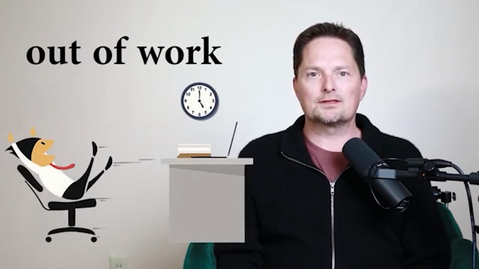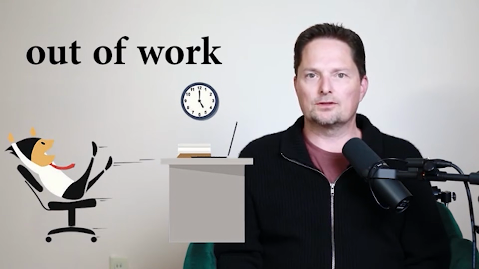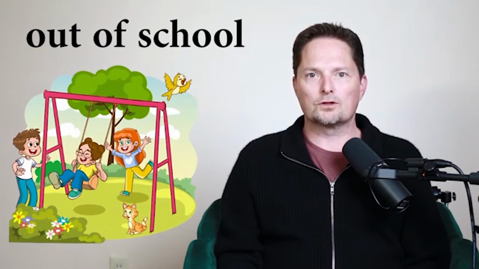First, don't say this. Don't say he's out of work at 5 o'clock. We don't use out of work for this situation. What about school? Well, sure. You can say the kids are out of school. And that means they're not attending school right now. The kids are out of school for summer.